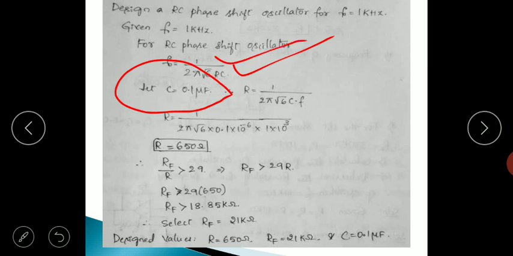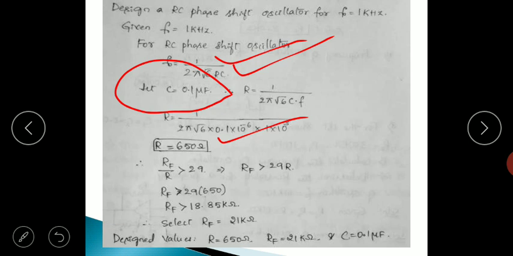So when we do that, we get R value as 650 ohm, because 1 by 2 pi root 6 into RC, F is 1 kilohertz, C is 0.1 microfarad, and then we got R is equal to 650 ohms. Now if you recall the circuit of RC phase shift oscillator, there is one more resistor present there, that is the feedback resistance RF. So you have to find the value of that also, because basically there are three components, RF, R and C.